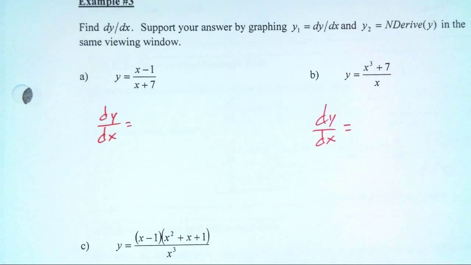Give you about 30 seconds. Oh, these simplify in the numerator pretty nicely. So let's simplify numerators.